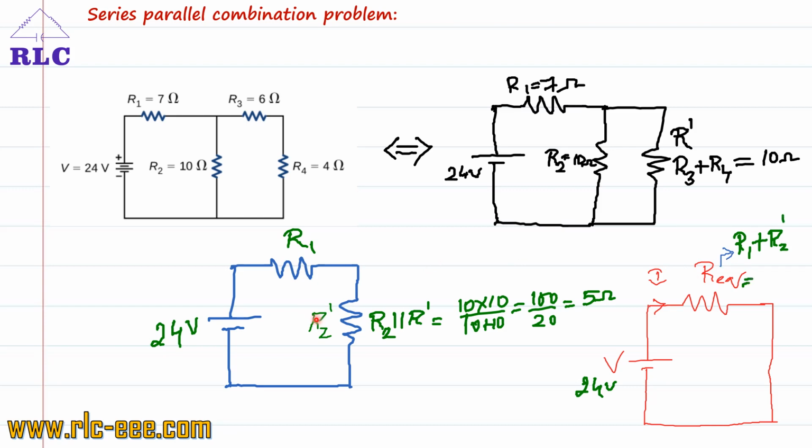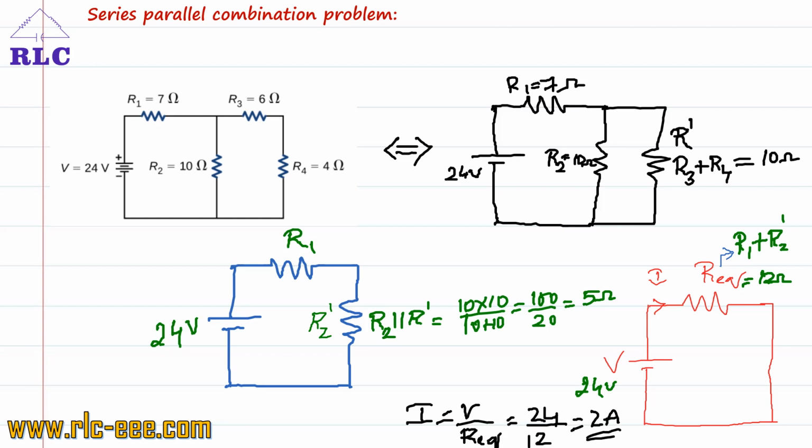Just substitute: 7 plus 5 is how much you will get? 12 ohms. So R equivalent we got as 12 ohms. After finding R equivalent, we need to find the value of I. So what is the formula? I is equal to V by R equivalent, correct? So we'll write it as I is equal to V by R equivalent. Substitute the value, that is 24 divided by 12, that is equal to 2 amps.